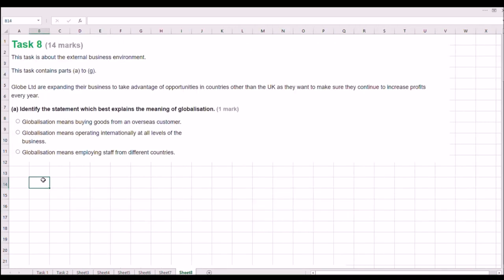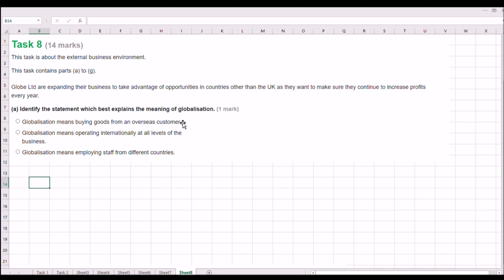Task 8. So task 8 is about the external business environment. We've got a few questions here, 14 marks. Okay. Global Limited has expanded their business to take advantage of opportunities in countries other than the UK. They want to make sure they increase the profits. Identify which statement explains the meaning of globalization.